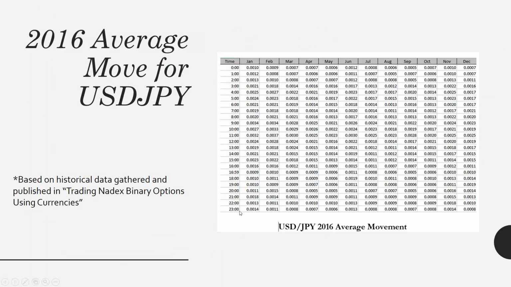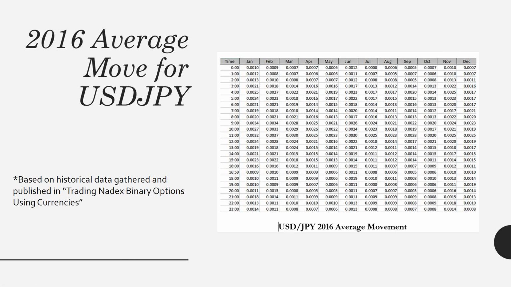Well, in Trading Nadex Binary Options Using Currencies, I provide you with the average movement for every month of the year per time, per hour, okay? So if I'm looking at 7 o'clock for the month of December, you're only going to get about a 21 pip move. That's the maximum, okay? So is this something I want to trade? Not really, okay? You're not expecting a big move.